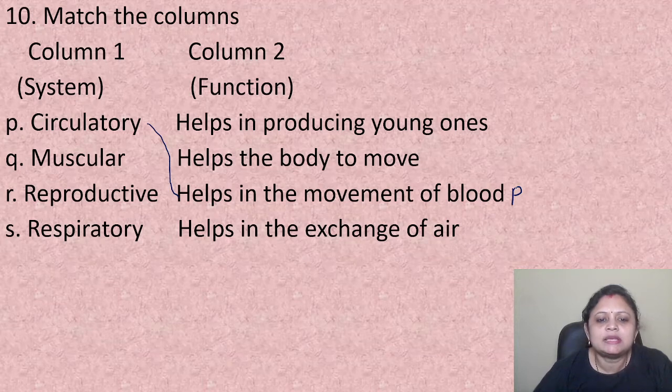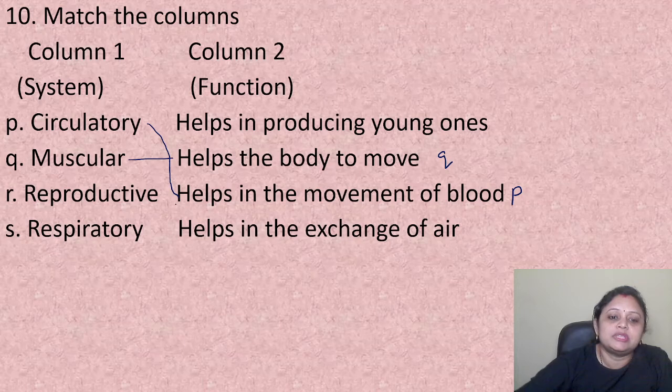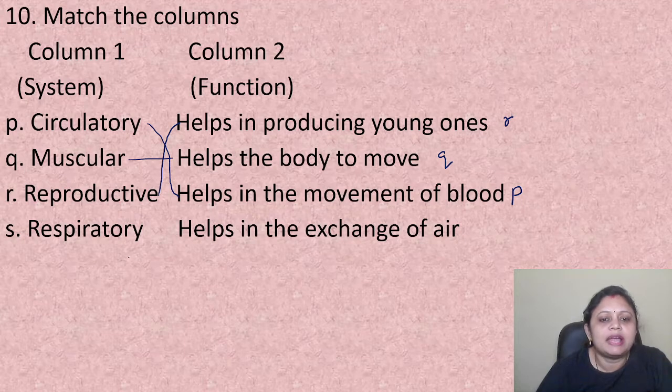Then muscular system, we just discussed. It helps the body to move. Okay. So it is Q. Reproductive system, it helps in producing the young ones. So it is R. Then respiratory system, it helps in the exchange of air. Okay. So it is S. Yes.